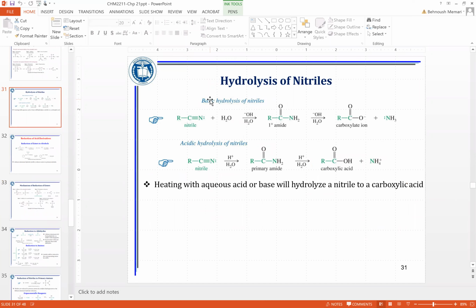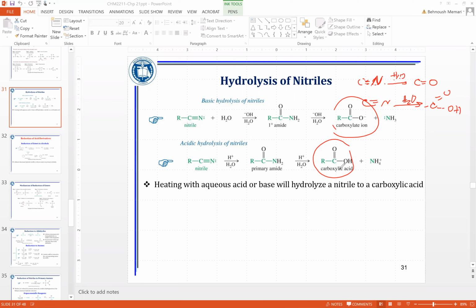Hydrolysis of nitriles, if you remember, once I said if you have a CN double bond, which is imine, and you hydrolyze it, it's going to change to CO double bond. But if you have CN triple bond, you hydrolyze this, it's going to change to COOH. So hydrolysis of nitrile would give you carboxylate ion or carboxylic acid.